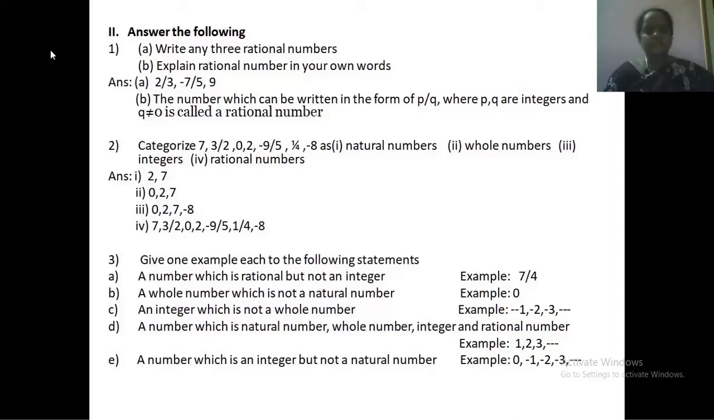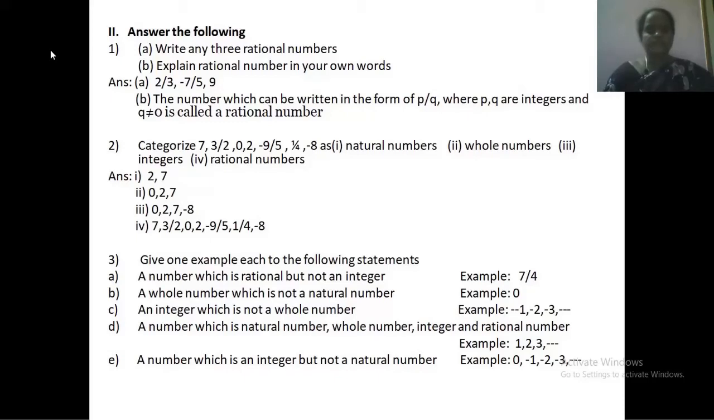B, a whole number which is not a natural number, that is, which whole number is not a natural number, that is 0. C, an integer which is not a whole number. Here you have different, so here I have given negative natural numbers, those will not be whole numbers. So -1, -2, -3 and so on.